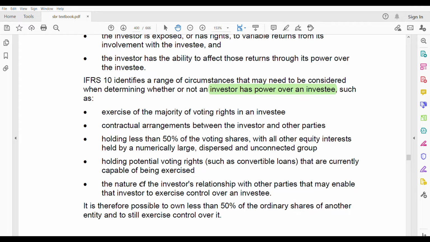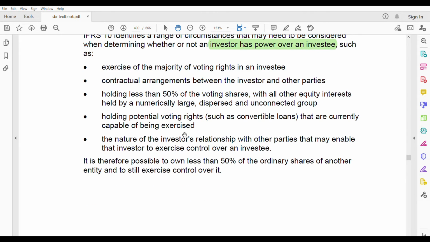The nature of the investor's relations with other parties that may enable the investor to exercise control over the investee. To know all those things, you have to read your case study. They will give you facts. From there, you will understand. They will tell you that this is the voting share, or there is a convertible loan. These are the arrangements. It is therefore possible to own less than 50% and still exercise control over it. There are situations like that also.